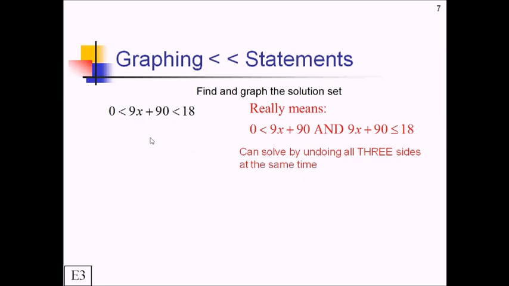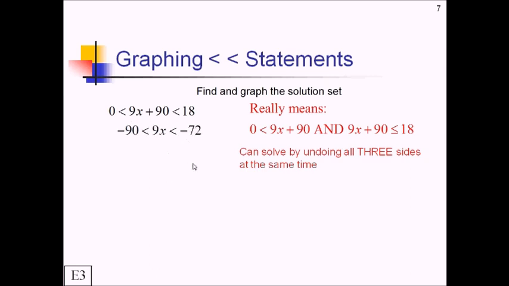So if we were going to go ahead and solve this, the first thing I would do to get x by itself would be to subtract this 90. I just have to make sure that I subtract 90 not just over here, but also over on the right side as well as in the middle. So that would be negative 90 less than 9x less than whatever 18 minus 90 is, negative 72.